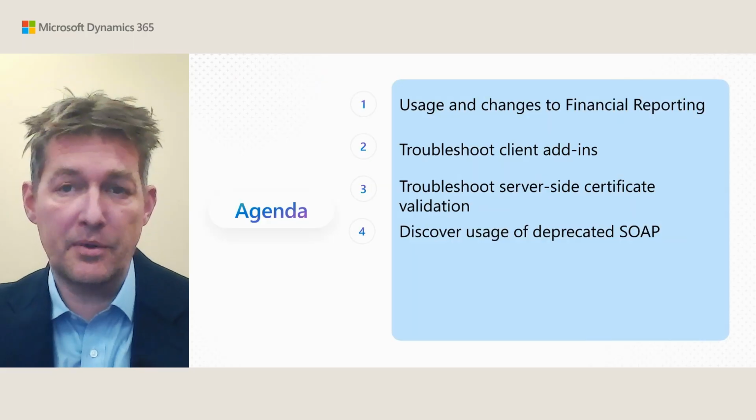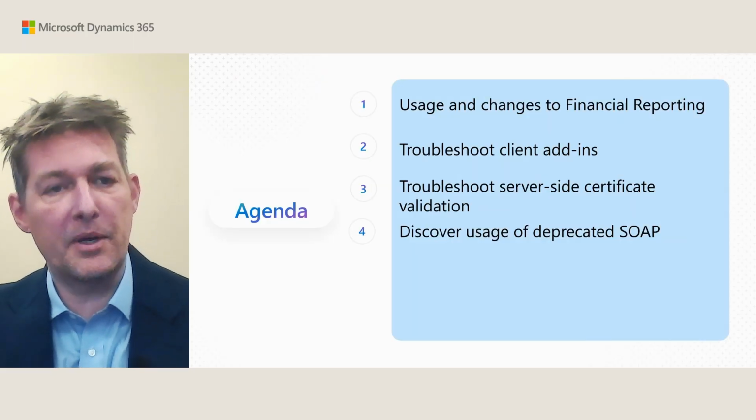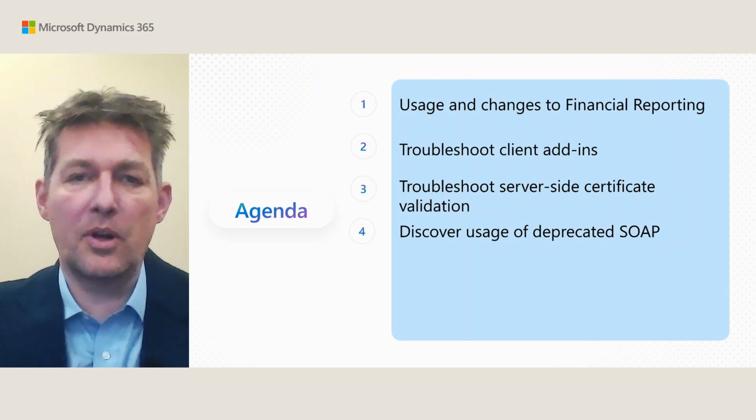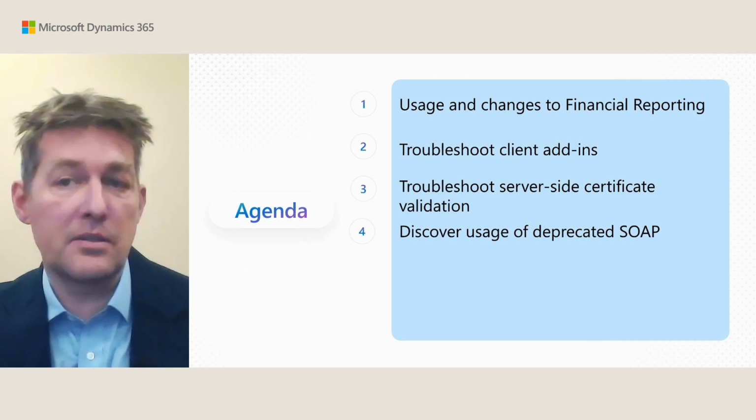Welcome to what's new in telemetry in the 2025 release wave 1 of Business Central. In this release wave, we added 5 new types of telemetry. And then you think, wait a minute, the agenda says 4. That's because financial reporting got doubled up. So we got uses and changes to that.